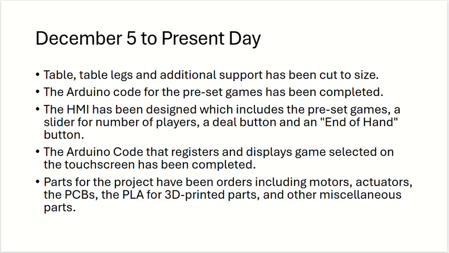And from December 5th to the present day, the table legs and additional support have been cut to size. The Arduino code for the preset games has been completed. The HMI has been designed, which includes the preset games, a slider for number of players, a deal button, and an end-of-hand button. The Arduino code that registers and displays the game selected on the touchscreen has been completed, and parts for the project have been ordered, including motors, actuators, the PCBs, the PLA for 3D printed parts, and other miscellaneous parts.